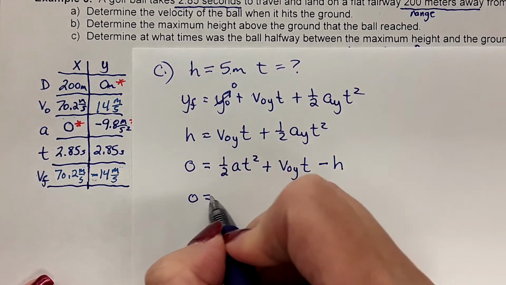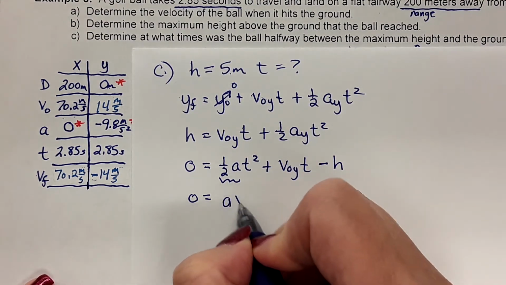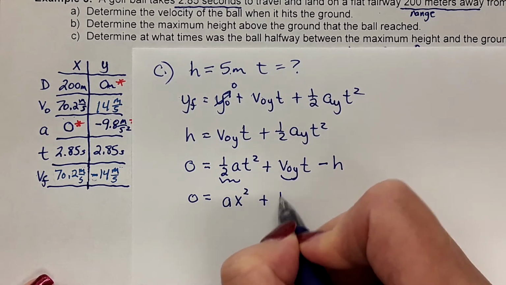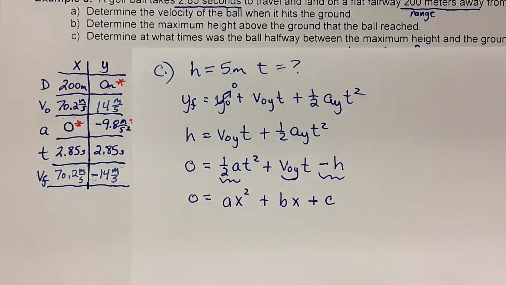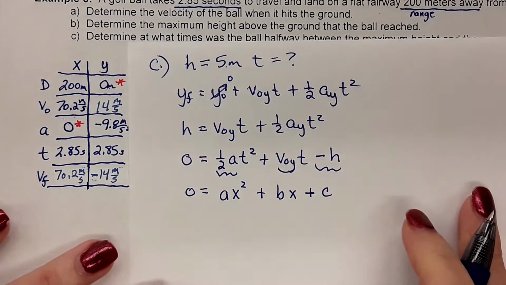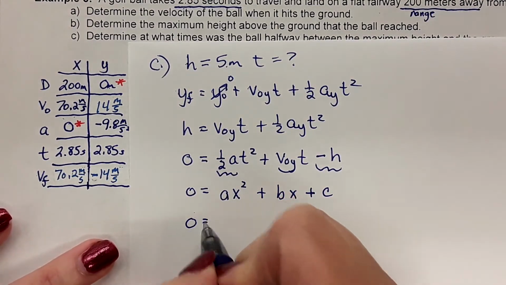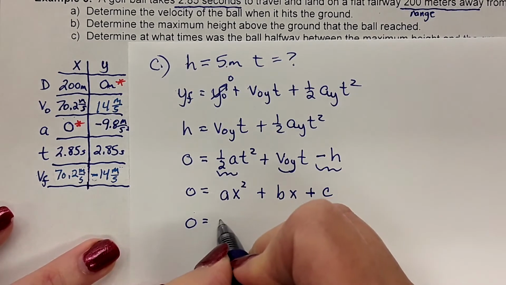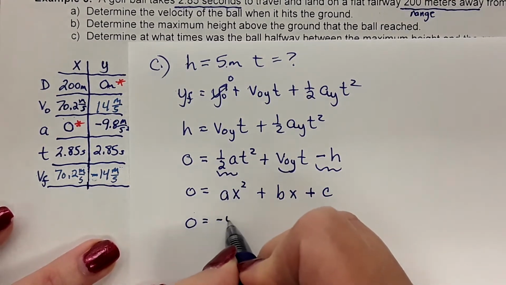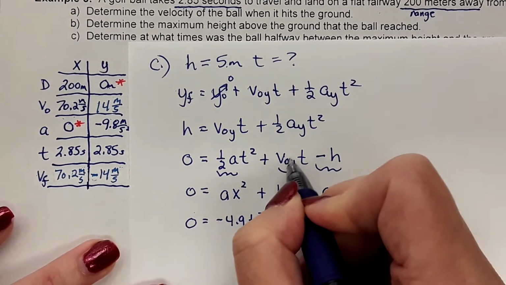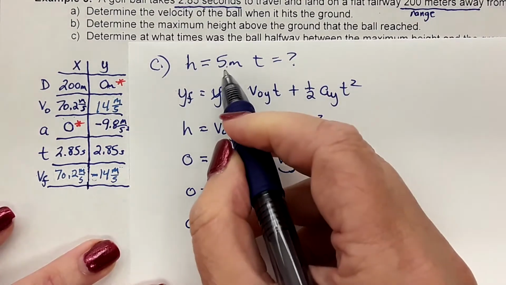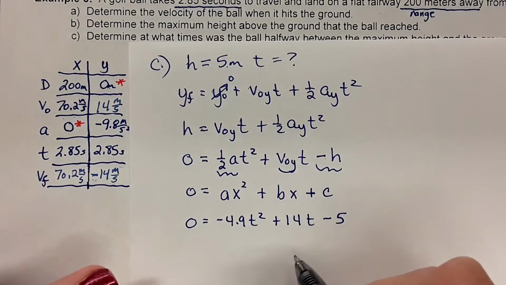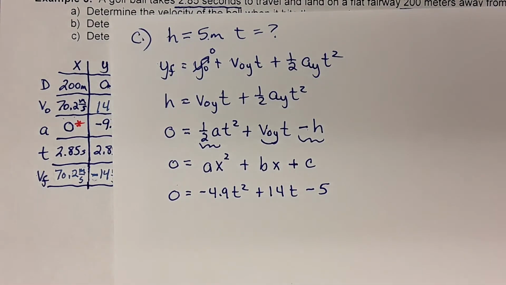Look what I see. I see 0 equals AX squared plus BX plus C. A quadratic. Now, if we put the numbers in, there is a possibility we could factor it into 2 binomials. So we get 1/2 times negative 9.8 is negative 4.9 T squared. And this is 14. And this is negative 5. Oh dear. Look at that. That is not factorable, is it?